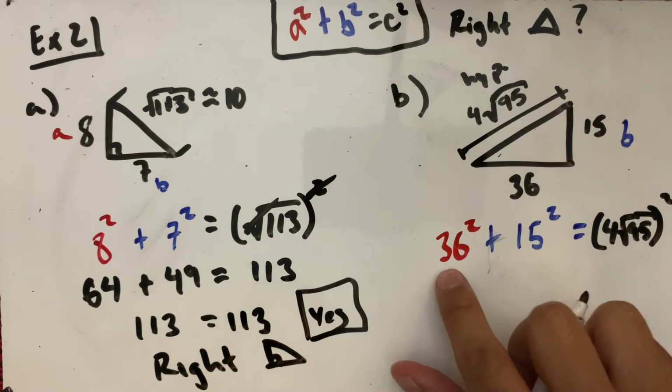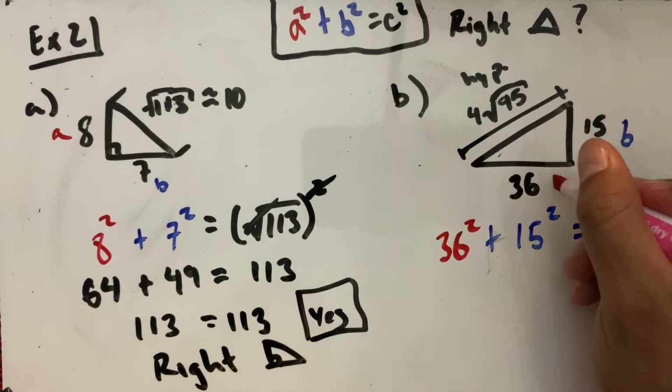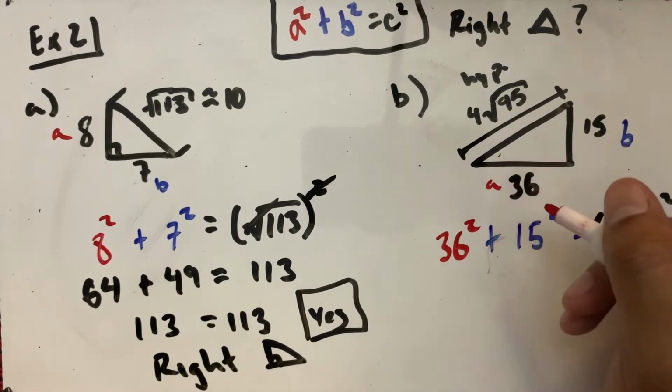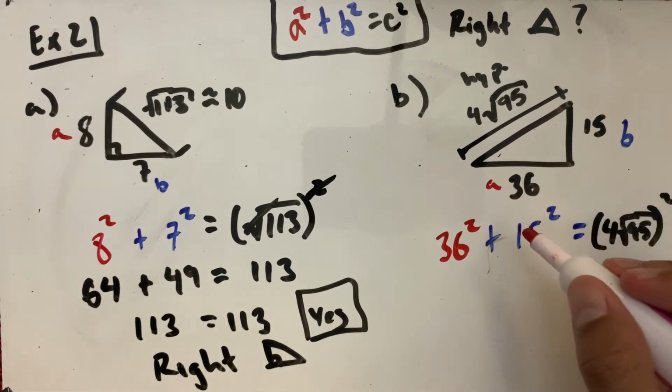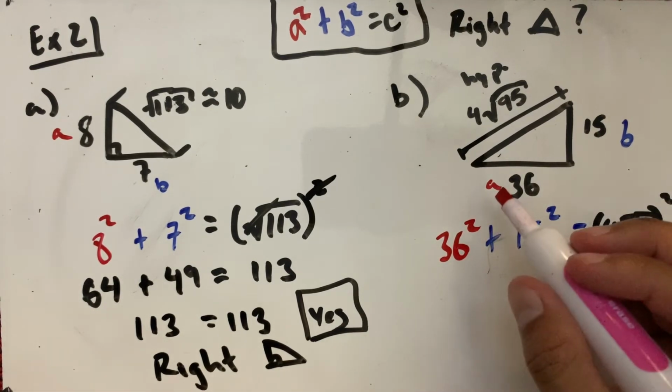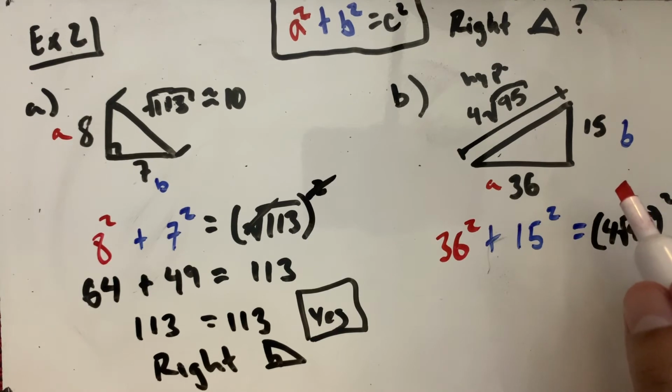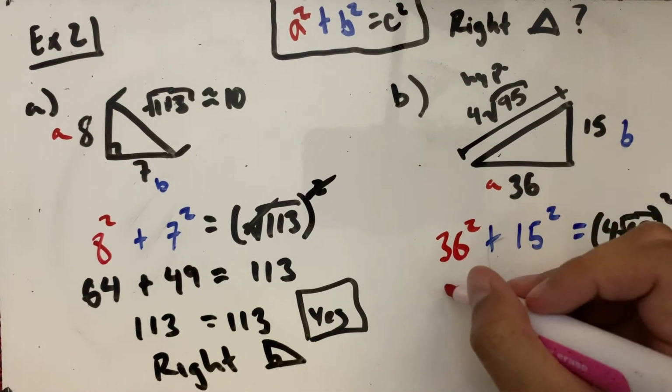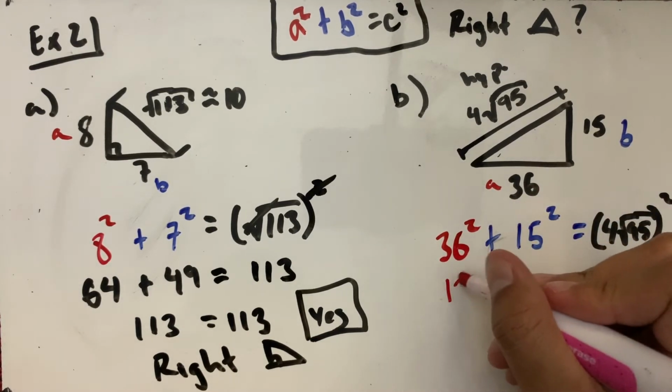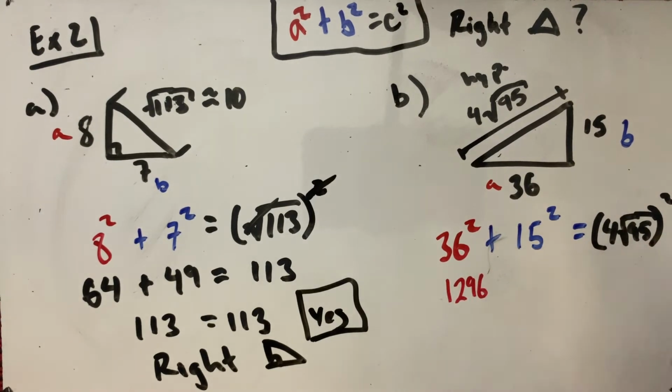Now, 36 squared, I'll put an A just to keep everything organized. So this is our A. 36 squared plus 15 squared. 36 squared is going to be 1296. Sorry, I need a calculator. 15 squared, that one's easy. That's going to be 225.